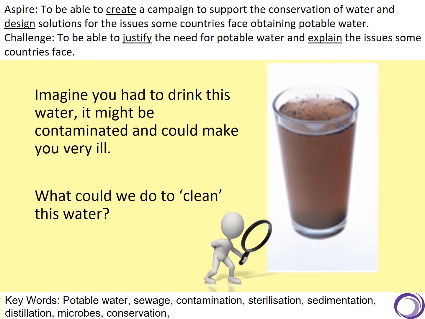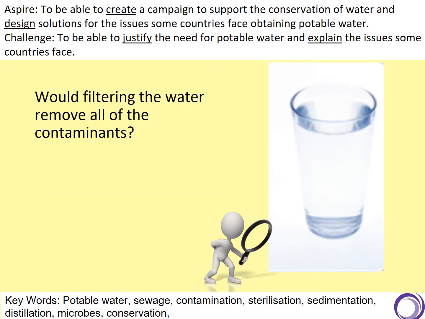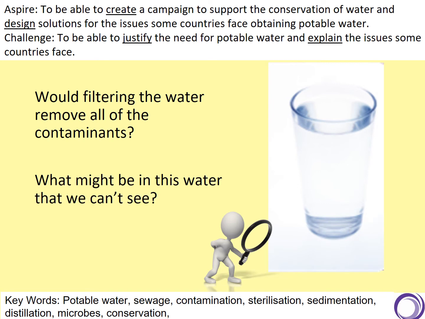So imagine you had to drink this. It might be contaminated, it might make you very ill. So what could we do to clean this water and make it potable and safe to drink? Would filtering the water remove all of the contaminants? Because that was one of the main ways we can clean water in our country. What might be in this water that we can't actually see? And the clue is the little guy at the bottom with his magnifying glass, although actually we'd need a microscope to see what else is in there.